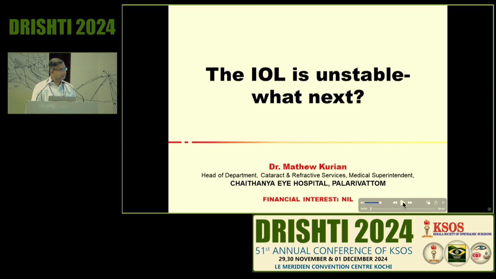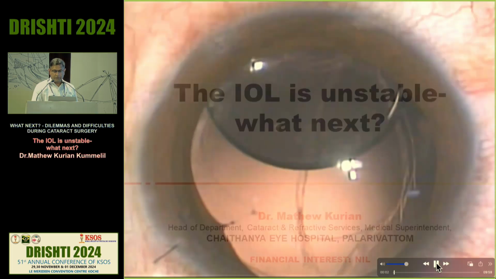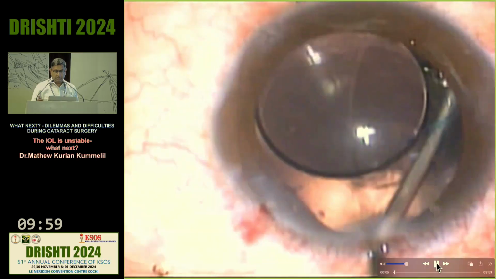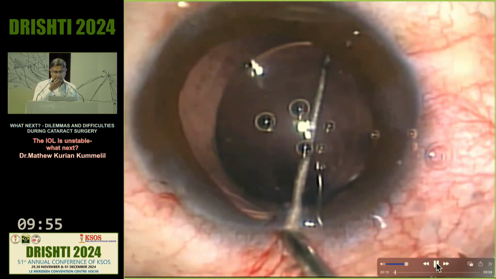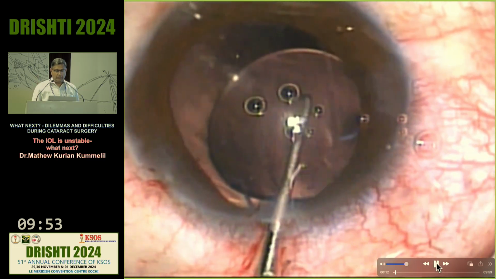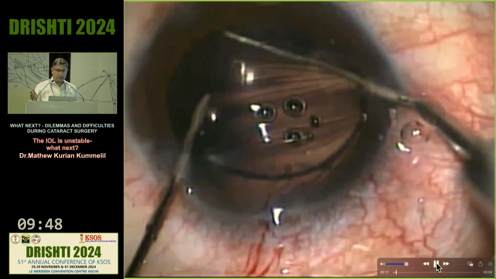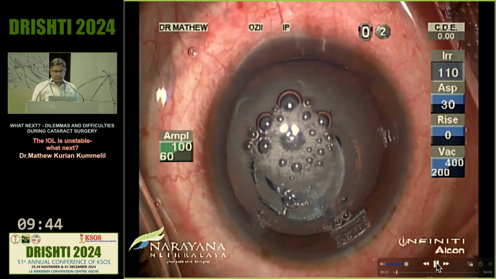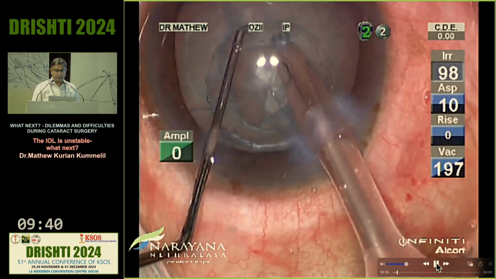The IOL is now stable. PCR is over. IOL is unstable. What next? So this is a very simple situation where the lens has gone through, the haptic has gone through the rent which was there. It was rotated a little bit and then gone. The haptics have been pulled. These are multi-piece IOLs, so the haptics have been pulled up into the sulcus and placed there, and it will be stable there. The rexis was large, so an optic capture could not be done.